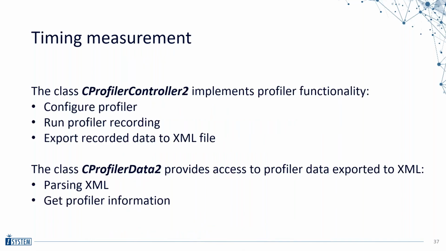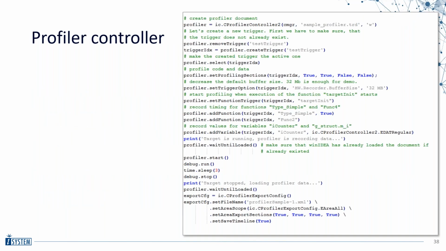Very similar is the use case of the profiler controller. Profiler controller is about timing measurement. So first, with the profiler controller, we configure the profiler functionality of the trace analyzer, then we run profiler recording and we export the measured result into an XML file. And with the profiler data controller, we can parse and get the information of the measured profiling. We can profile function execution and data execution, real-time tasks, etc. Okay, this is a short example of the profiling script.